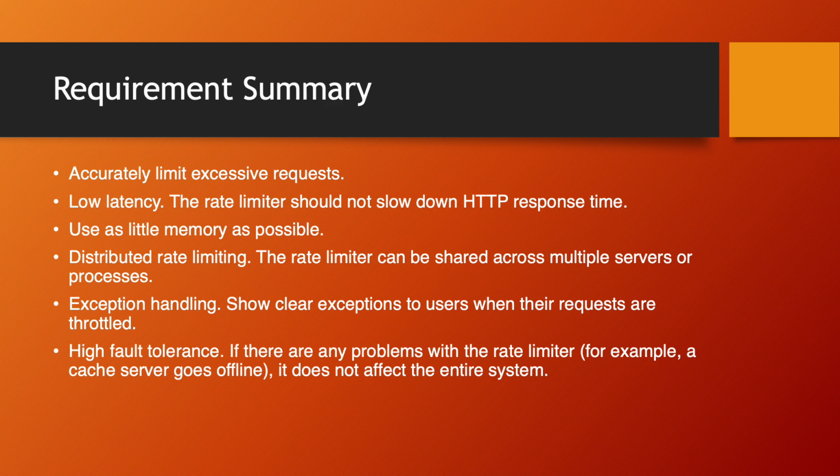So to summarize the requirements: first, accurately limit excessive requests. Second, low latency. Third, it should use as little memory as possible. Fourth, it should work in a distributed environment setting, that is, the rate limiter can be shared across multiple servers or processes. Then exception handling: we should show clear exceptions to users when their requests are throttled. Then high fault tolerance: if there are any problems with the rate limiter, it does not affect the entire system.